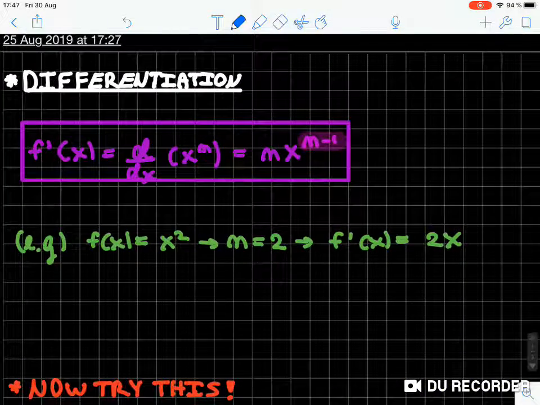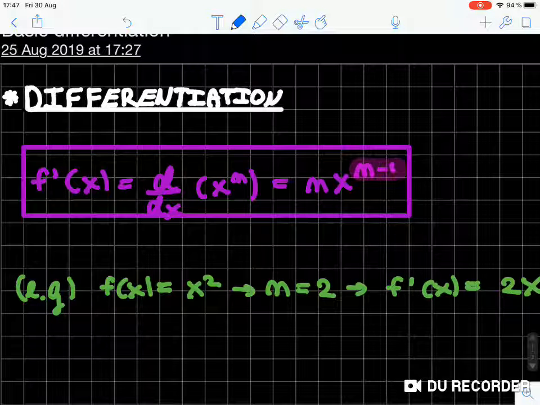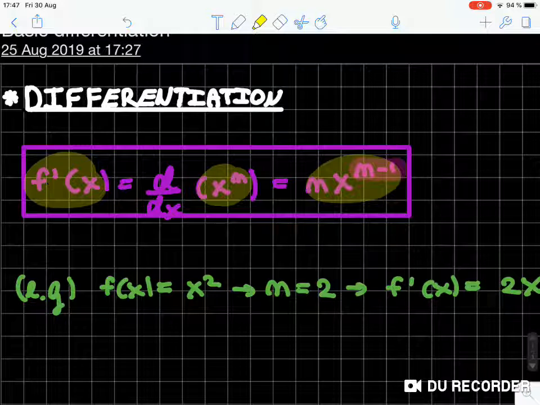Hi everyone, this video is about differentiation, as you can see by the title, and the basic formula for differentiation is this one in pink, which states that if you have a function in the form x to the n, its derivative is just going to be nx to the n minus 1. So as you can see, the power becomes a coefficient, and the new power of the derivative is just going to be n minus 1.